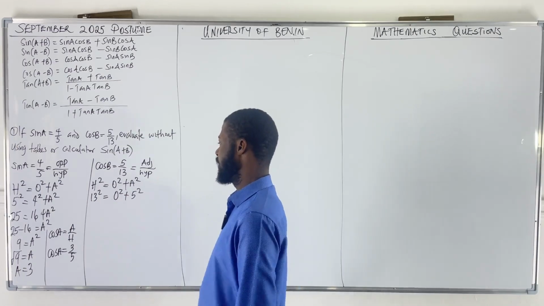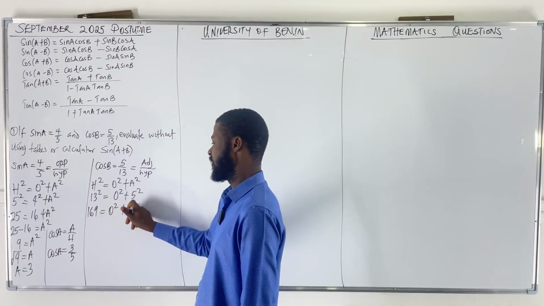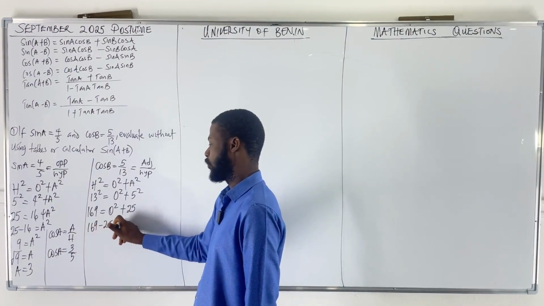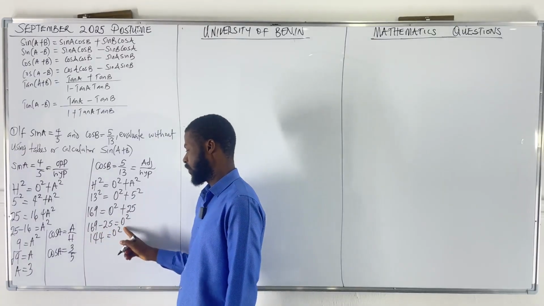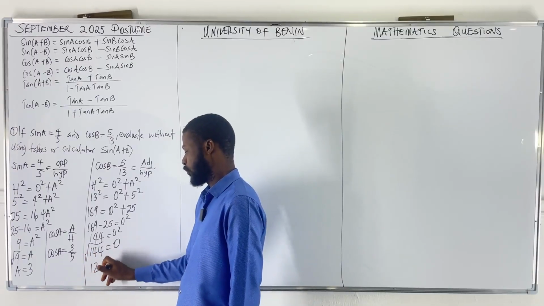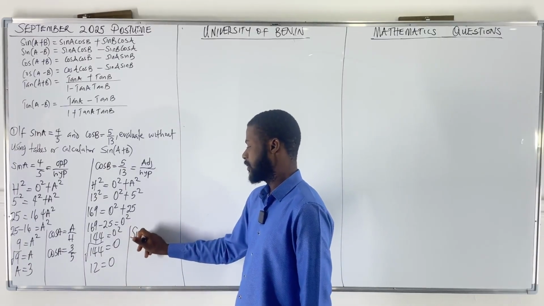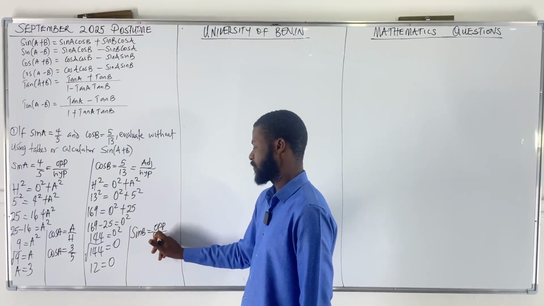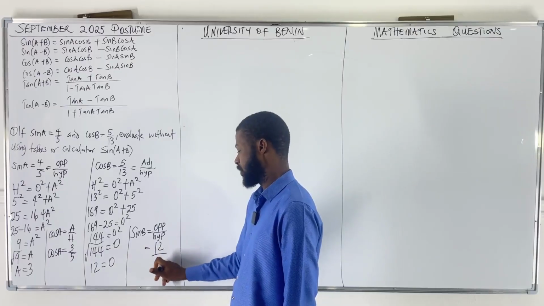So 13 squared is 169, equal to opposite squared plus 25. Now take the 25 to the other side. This will be 169 minus 25 equal to opposite squared. So this is 144 equal to opposite squared. Now to remove this square, we take the square root of 144. So this means 12 is equal to O. So that's the opposite. Now this tells me that sine B, from SOHCAHTOA, sine is opposite over hypotenuse. So the opposite is 12. The hypotenuse is 13.